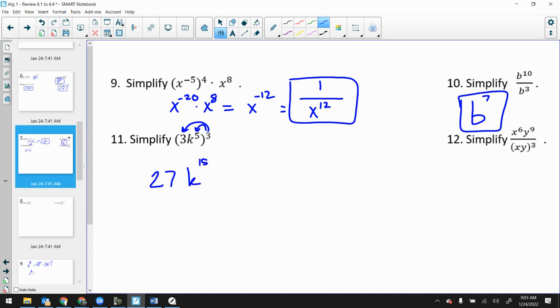Now, I do multiply the power of 5 with the power of 3. You multiply powers when you take a power raised to another power. When I take a number raised to a power, you just take that number raised to the power. 3 to the third, which is 27.